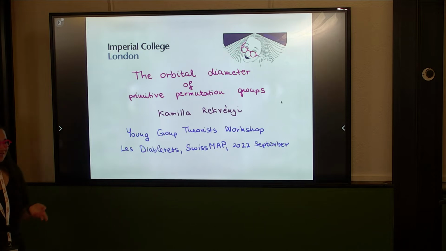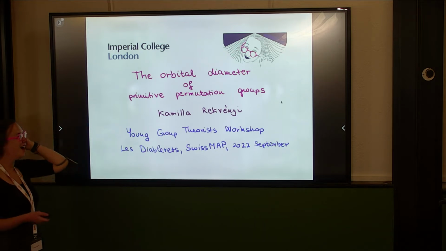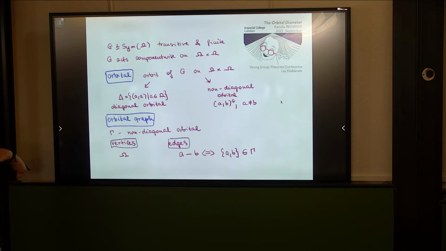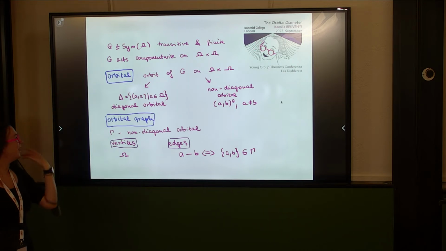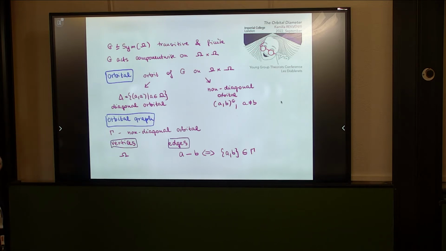Probably understand, because Cheryl taught us everything we need to know, almost. But let's go into the details. So we have a group G, which is a permutation group, so it can be thought of as a subgroup of the symmetric group on omega. And this group is transitive and it's also finite. So I care about the finite groups.